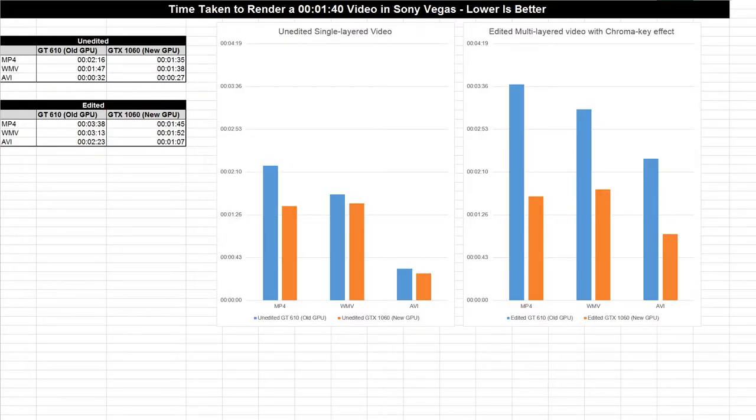Here are the results. Here you can see that when it comes to rendering an unedited video, the new graphics card is only slightly faster. However, with a heavily edited multi-layered video with the chroma key effect applied, the new graphics card is quite a lot faster. You can also see that the new graphics card has made more of a difference to MP4 render time than it has to WMV or AVI render time. This also shows MP4 and WMV take longer to render than AVI, and that a heavily edited video takes longer to render than an unedited one.